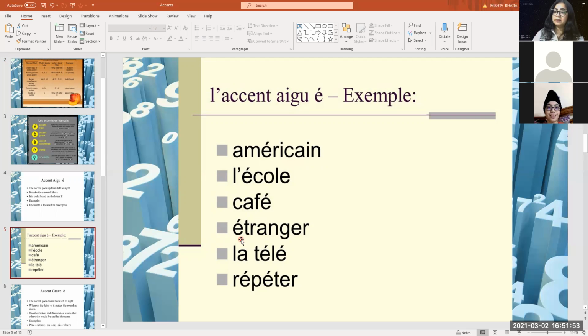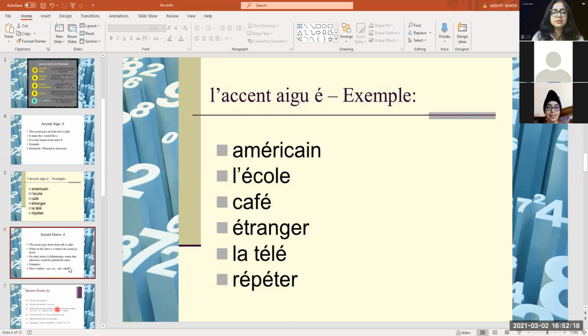Répéter. So now you will be able to understand more clearly how you are going to pronounce the accent egu. Example: America, l'école, café, étranger, la télé, répéter. All of them give a sound of air.